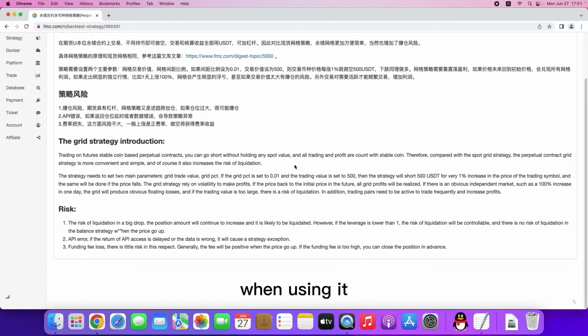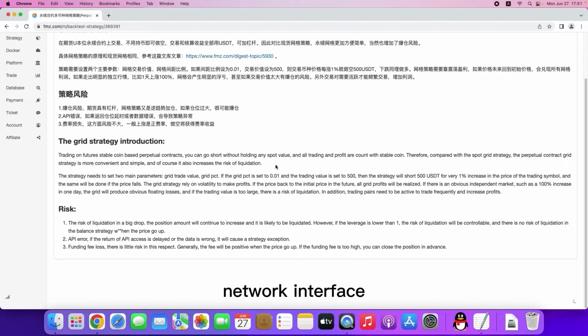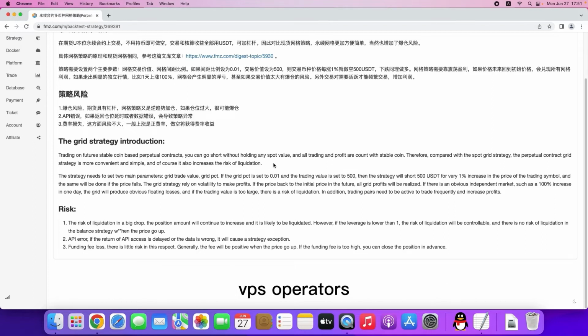When using it, we use a Docker that must have access to the exchange's network interface, such as Amazon servers or servers provided by other VPS operators, as long as the network has access to the exchange interface.